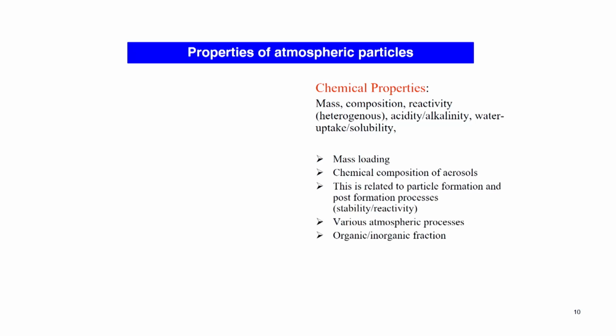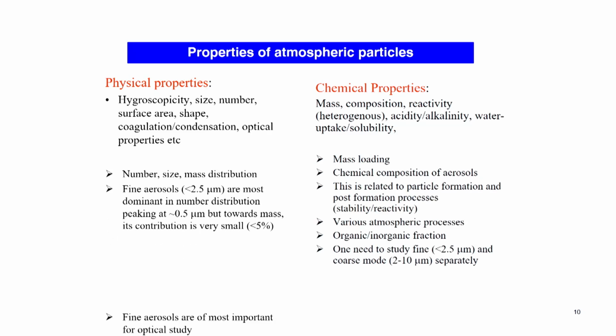I think I have discussed these properties of the atmospheric aerosols, so I will quickly go through this one. Physical and chemical properties. For physical properties, we generally talk about hygroscopicity, size, number, surface area, shape, coagulation, condensation and optical properties. But I must say that both the chemical and physical properties are very important for atmospheric science. You need to understand the physical processes as well as chemical processes if you want to understand the entire process. If you only study the chemical process and not the physical process, you cannot understand the complete atmospheric aerosol system.